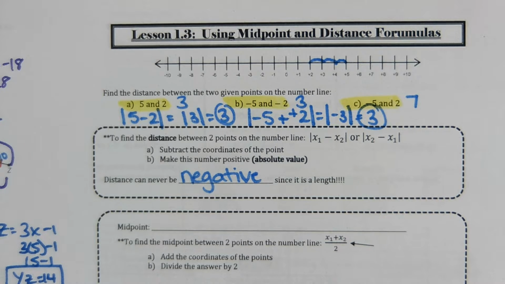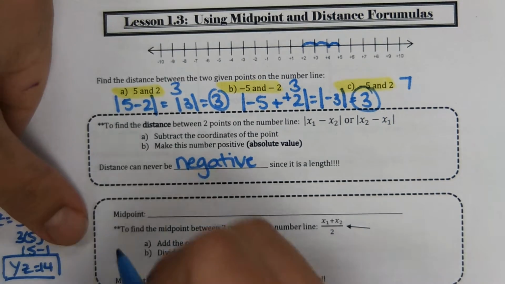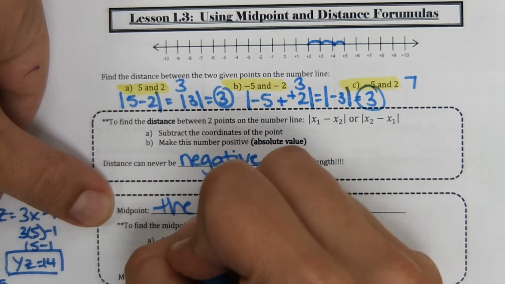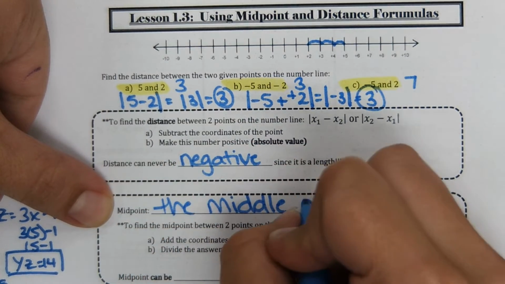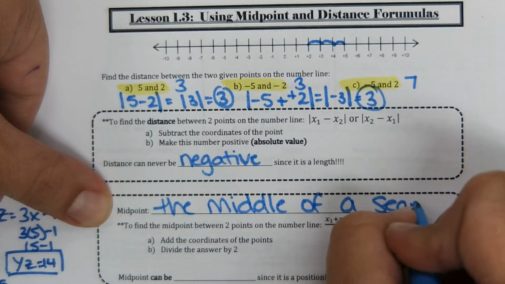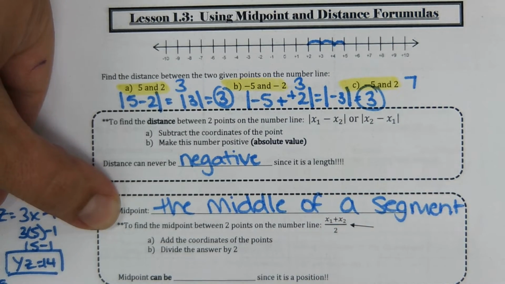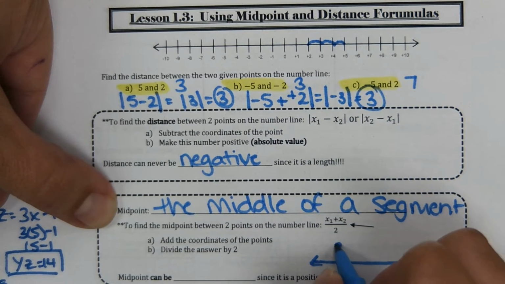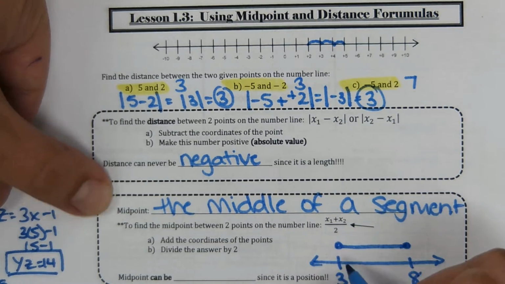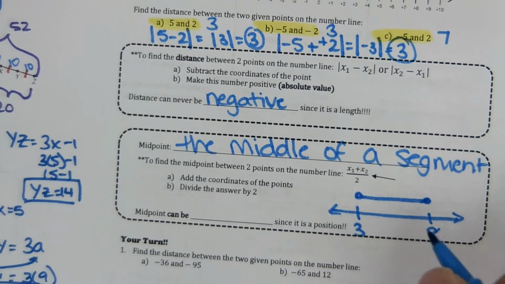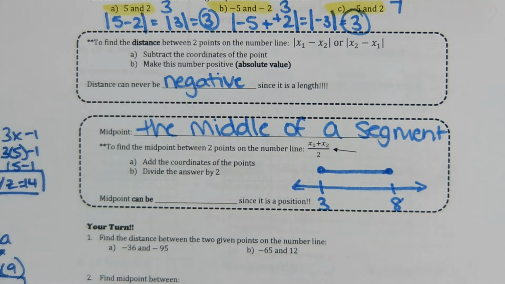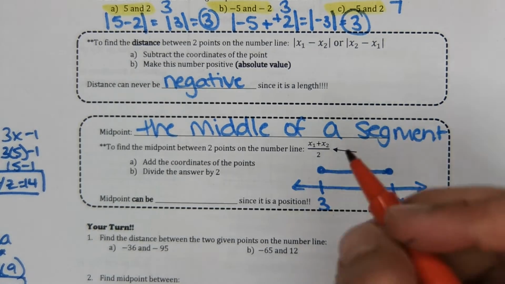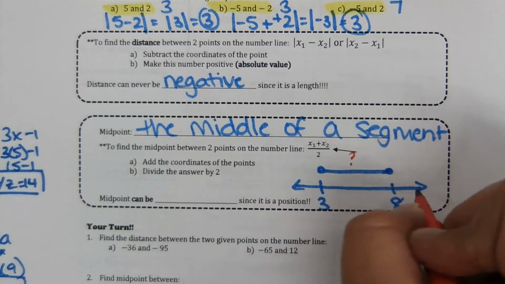Next we're going to look at midpoint on a number line. So midpoint is the middle of a segment. Like here's a number line. Let's say this is 3 and this is 8. And here's our segment. It has one point at 3 and one point at 8. And then let's say it wants the midpoint. Like they want to know where this is located on the number line.